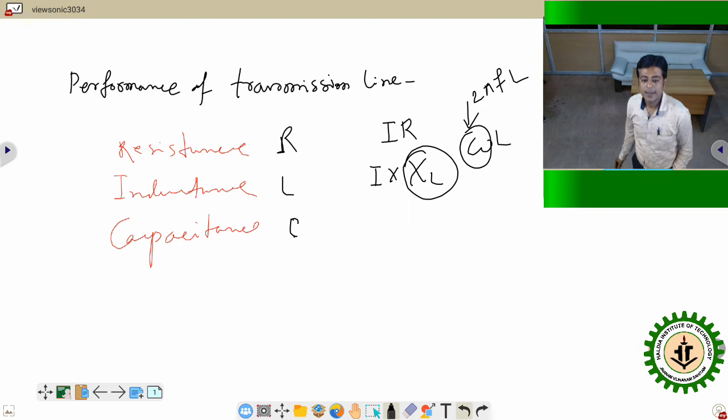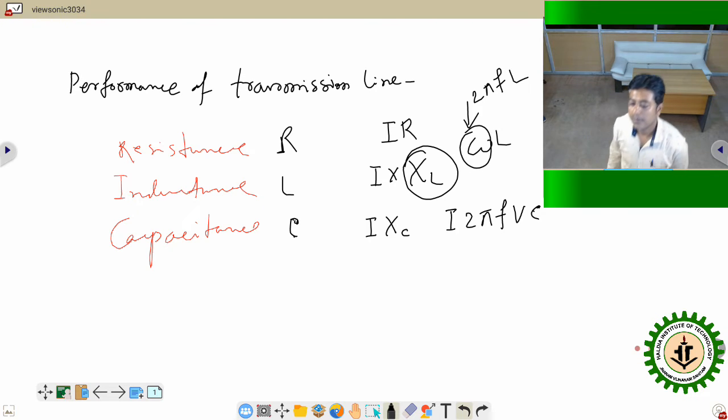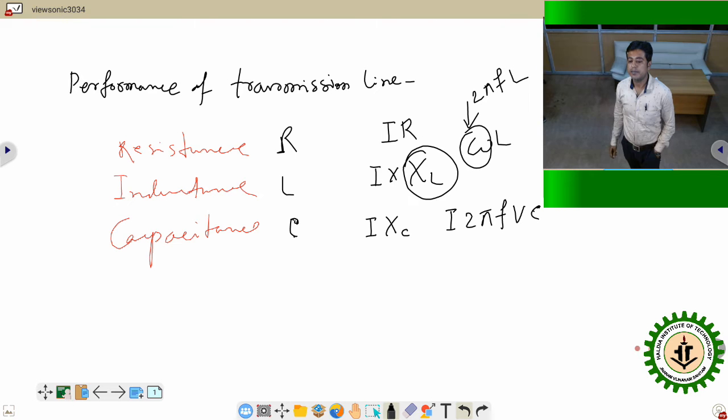Similarly, there is a capacitive drop, which is I multiplied by XC, the capacitive reactance. And we can also write XC as 1 over 2 pi f C.